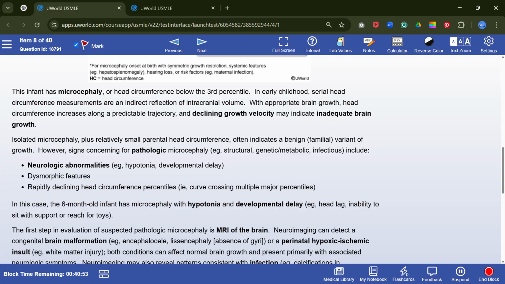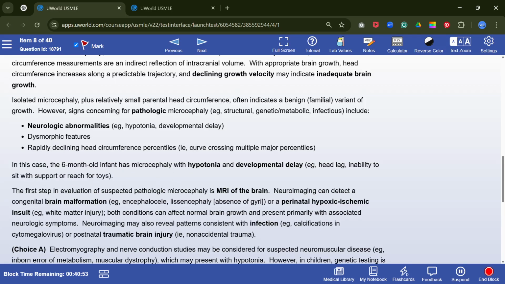indicates inadequate brain growth. Isolated microcephaly plus a relatively small parental head circumference often indicates a benign variant growth. However, signs of concerning pathological microcephaly look like structural or genetic neurological problem, dysmorphic feature, rapidly declining head circumference. In this case, this 6-month-old infant has microcephaly with hypotonia and developmental delay, so we need to do the MRI of the brain.